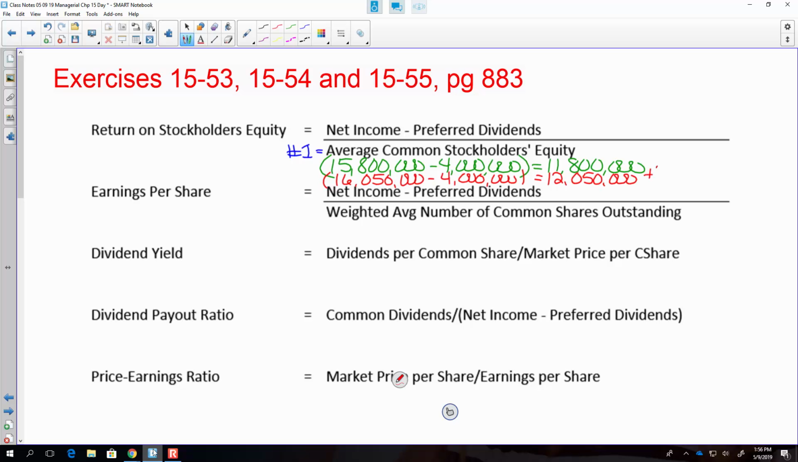We add these two together, right? And divide by 2 to get our average. So 11,800,000 plus 12,050,000. Add those two together.